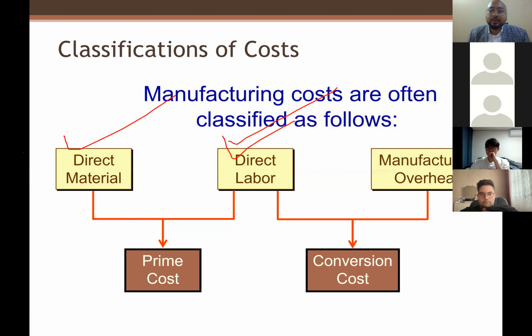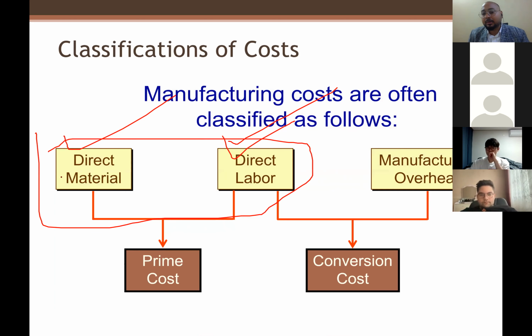So in the automobile industry, its direct material and direct labor cost is huge. So rather than saying the car industry has higher direct material and direct labor costs, we can just say that the prime cost of the automobile industry is huge.